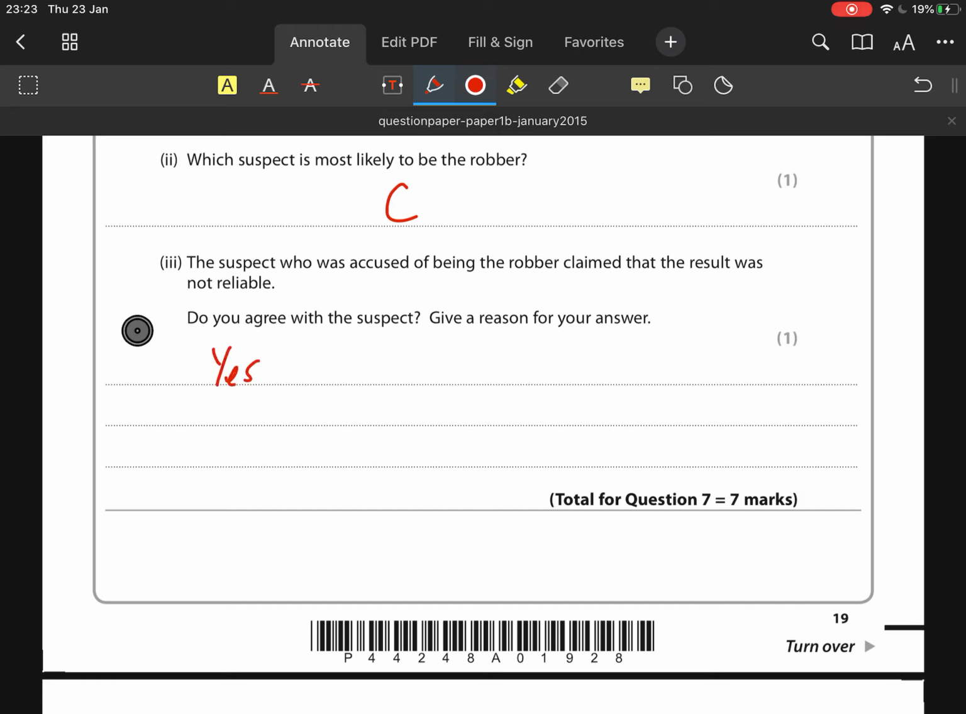We can't trust that data, which is what being reliable is, because no repeats were performed. No repeat experiments were performed. Therefore, we don't trust the data, it's not reliable.